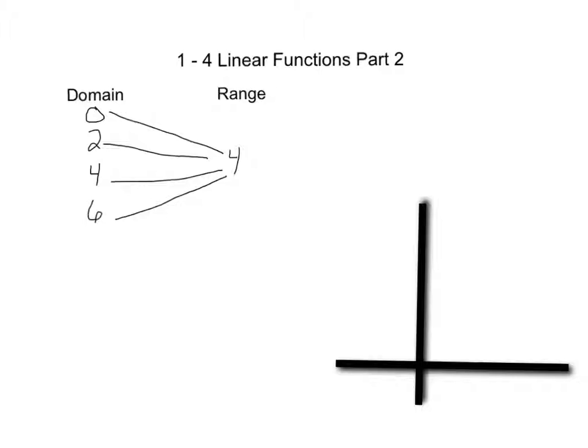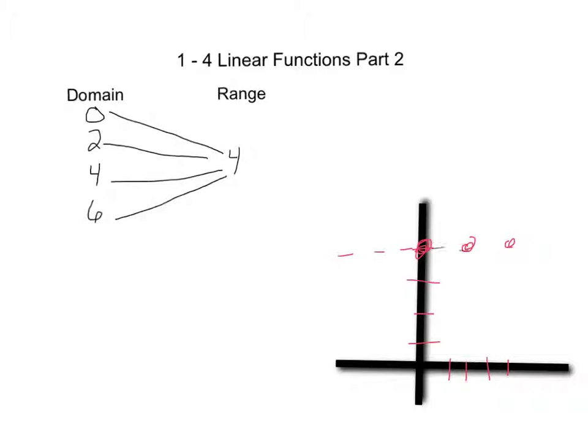comfortable with. Okay, so I've given you here a domain and a range where each element in the domain gets mapped to the same element in the range. That is 4. There's only one element in the range. Let's sketch a picture of what that would look like. So, 1, 2, 3, 4. 0 gives us 4. And 2 gives us 4, and 4 gives us 4, and so on and so forth.